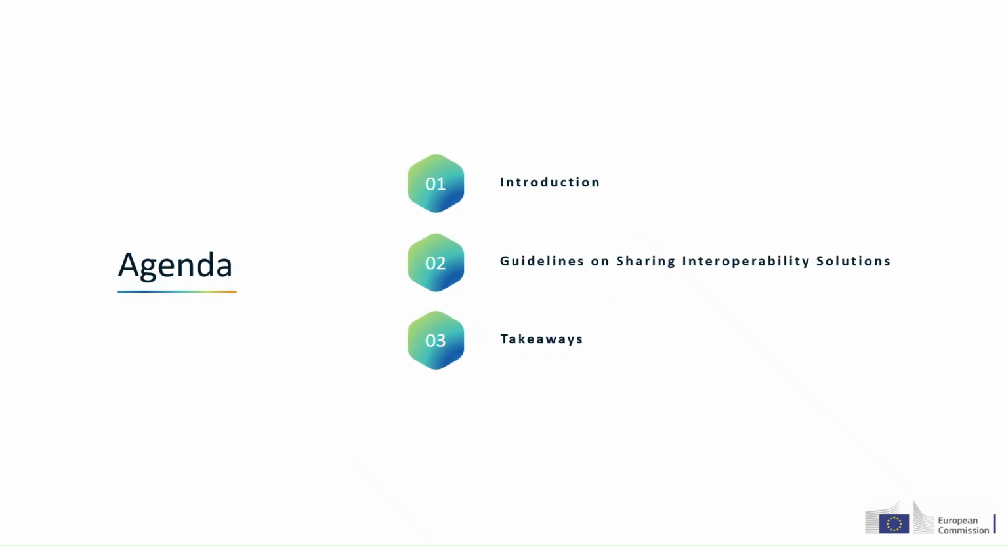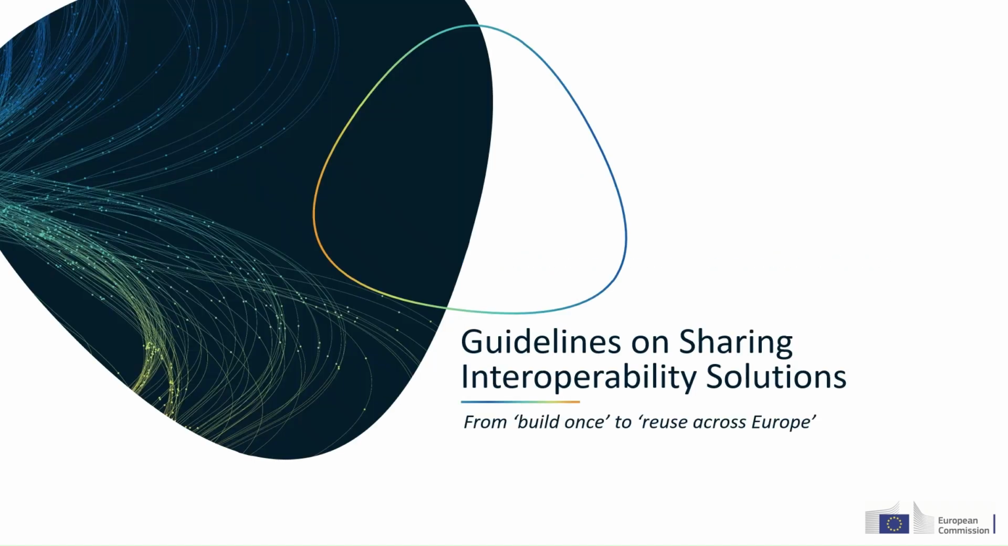So in the presentation, we start with the guidelines themselves, what they cover, how they are structured, and how the six practical pathways are organized. And then we finish with some procurement aspects and key takeaways. Let us begin with the guidelines themselves.